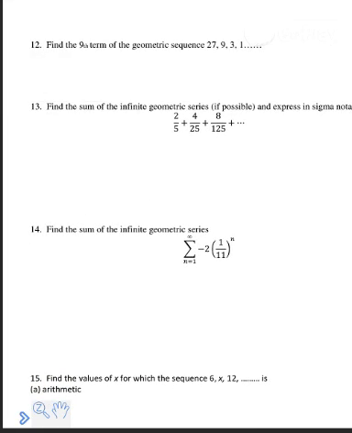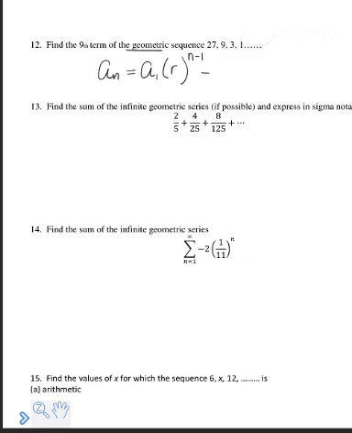For question 12, find the ninth term of the geometric sequence. Finding any term of a sequence is easiest if you have the explicit formula for it. Now since it's geometric, the formula a sub n is the first term a sub 1 times the common ratio to the power of n minus 1.